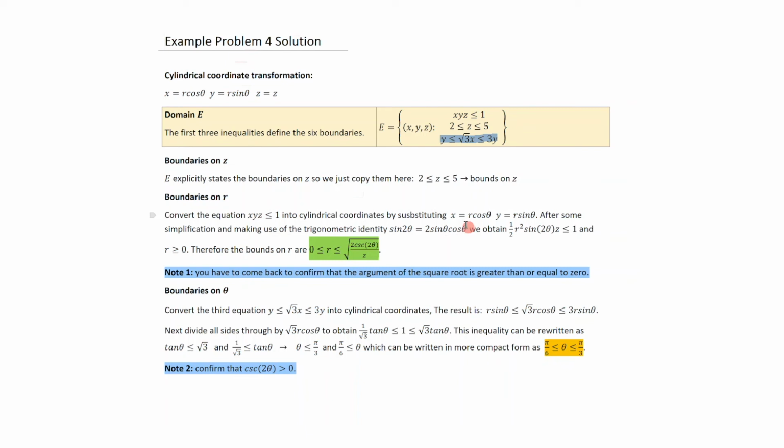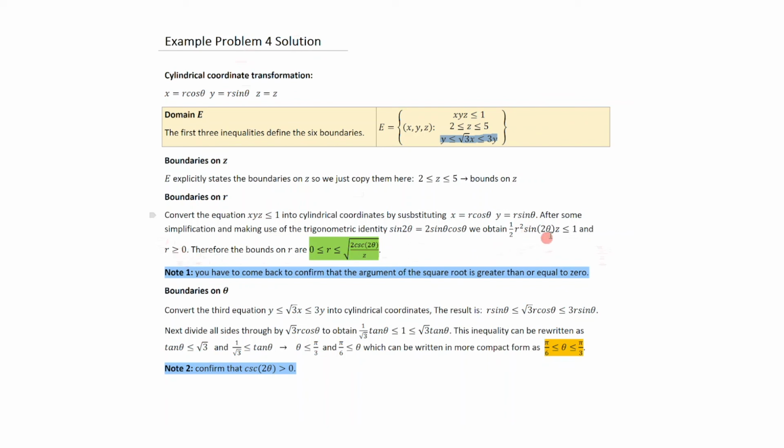You then have to go through a round of simplifications, but you make use of this trigonometric identity, sine 2 theta equals 2 sine theta cos theta. And after making the substitution, you end up with the inequality now in cylindrical coordinates, where this is just going to involve r squared sine 2 theta and z less than or equal to 1. And also, r will be greater than or equal to 0. So this is the other thing you have to stipulate. The r's got to be greater than or equal to 0.